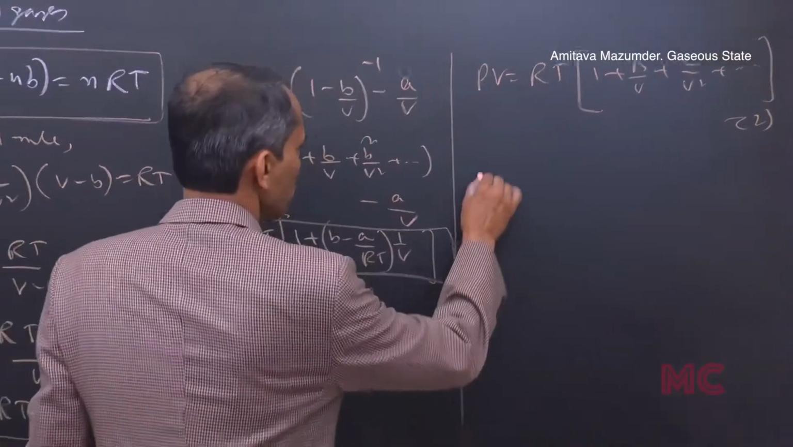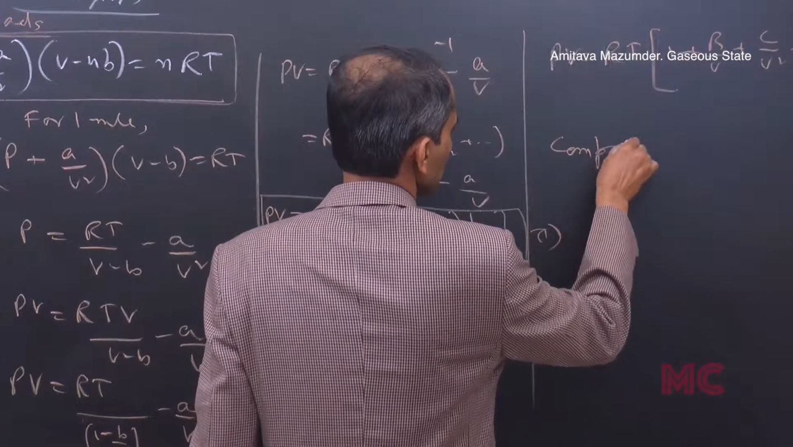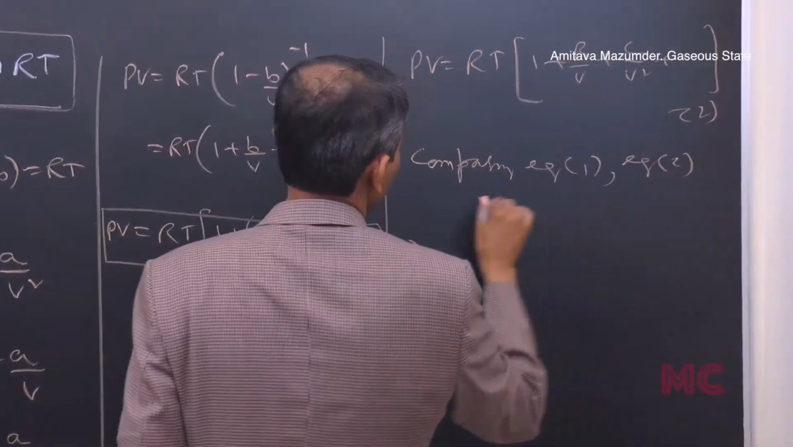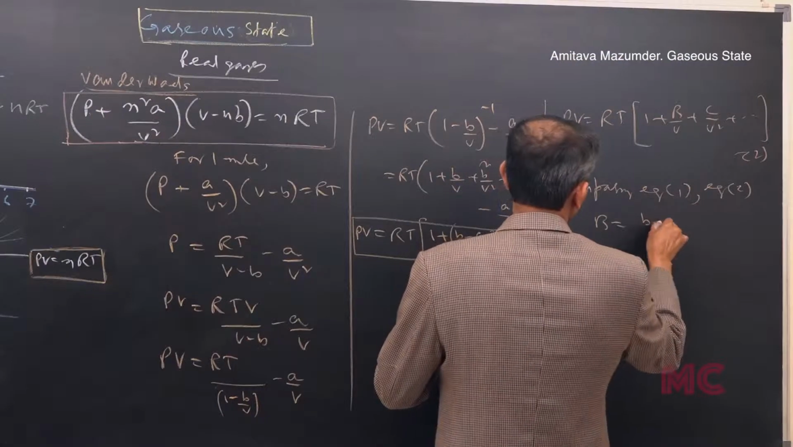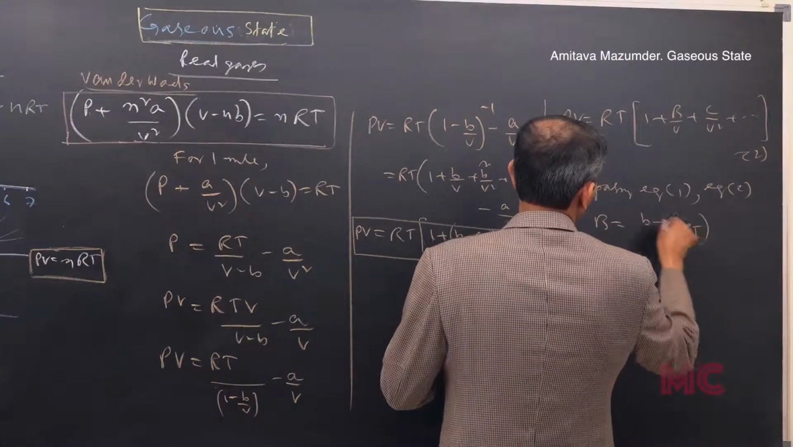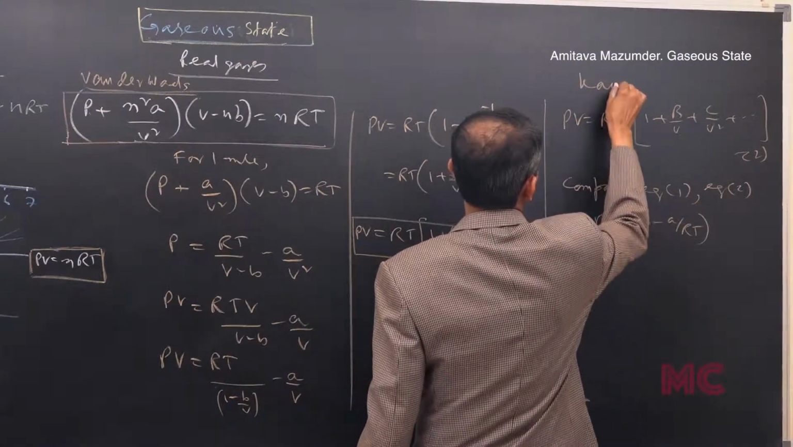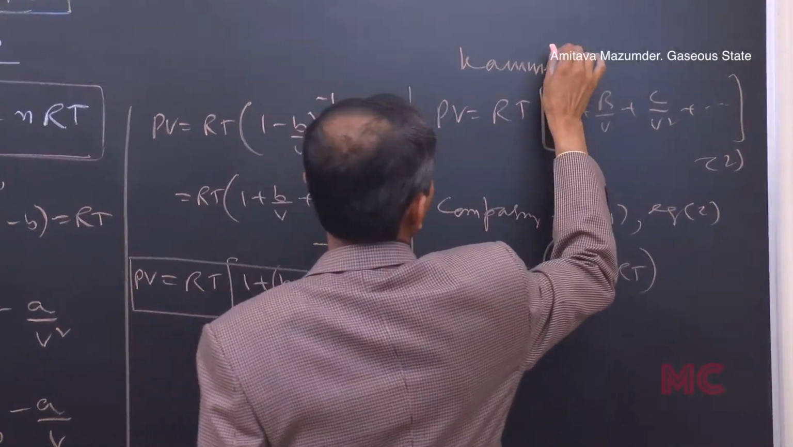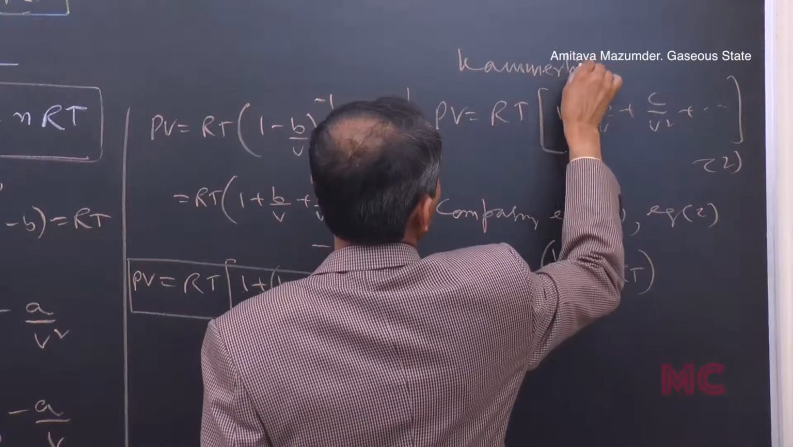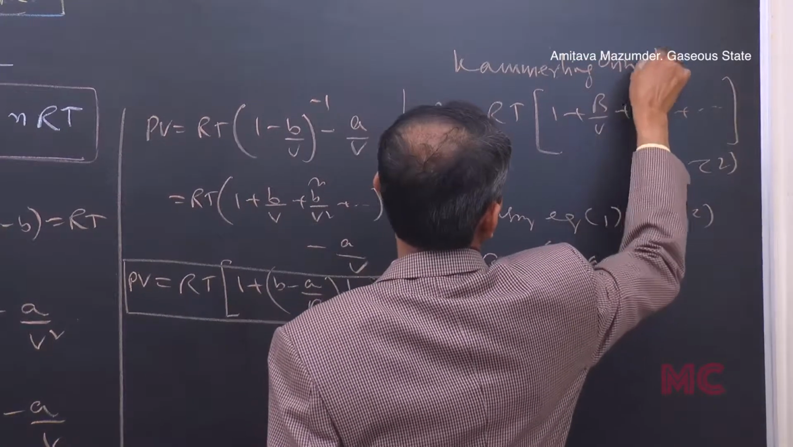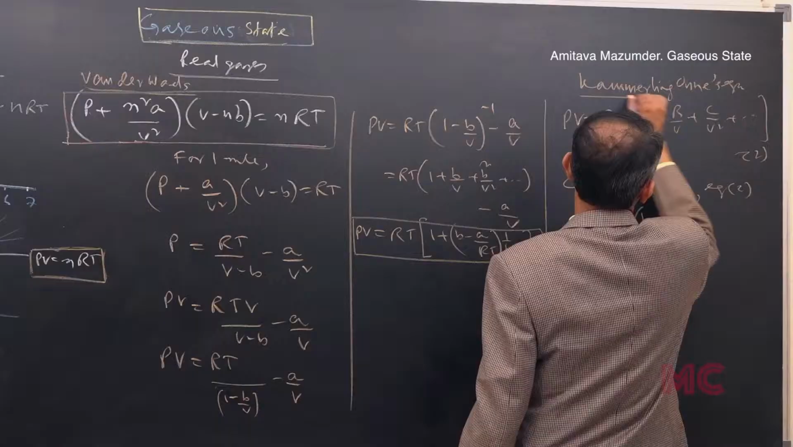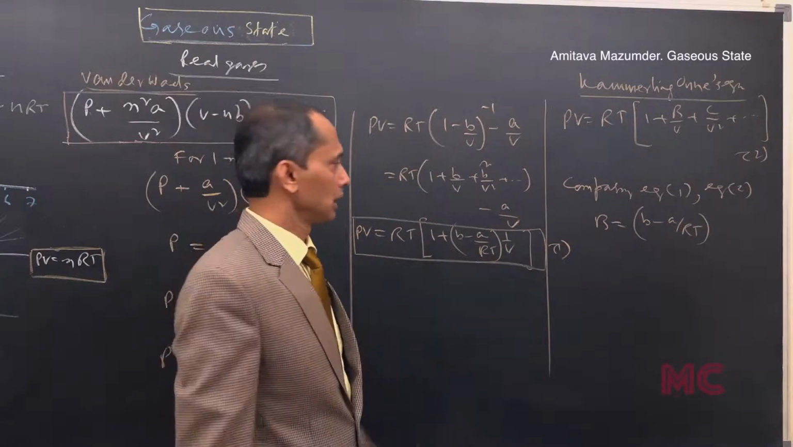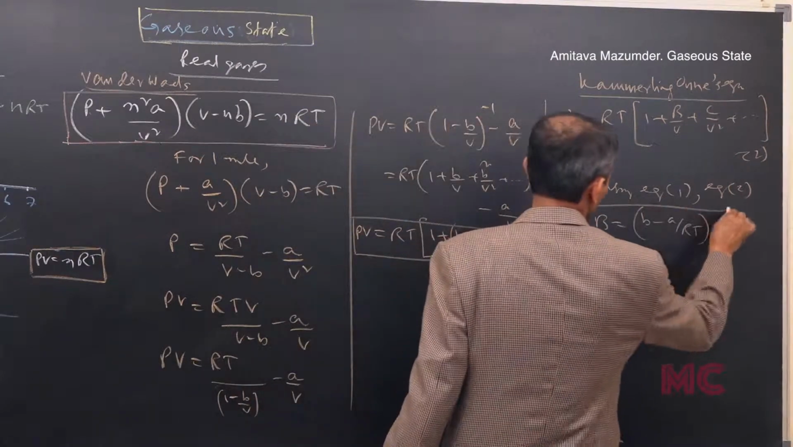So comparing equation 1 and equation 2, we get B = b − a/RT. So this is the Kamerlingh Onnes equation, and in that case the Kamerlingh Onnes equation's B and the van der Waals equation's b − a/RT are basically the same quantity, b − a/RT.